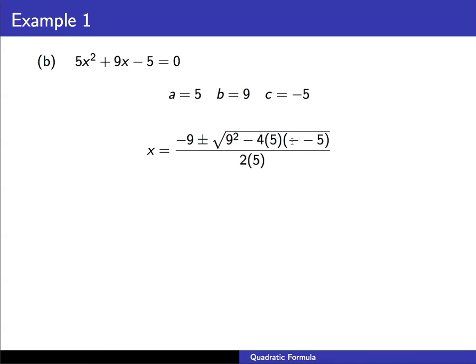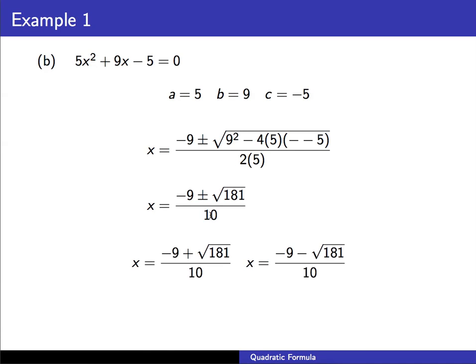Again, this is a typo. When we calculate inside the square root, 9 squared minus 4 times 5 times negative 5 is 181, and we have all over 10. So our final answer is negative 9 plus the square root of 181 all over 10. We also have negative 9 minus the square root of 181 all over 10. If we take the square root of 181, we get a number between 13 and 14. It's a crazy decimal number, so we'll just leave it at that.